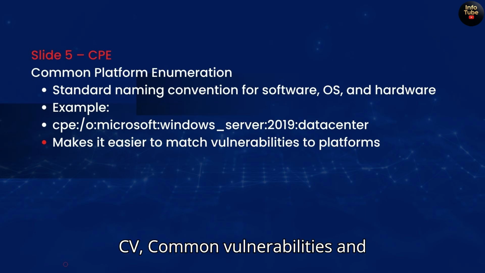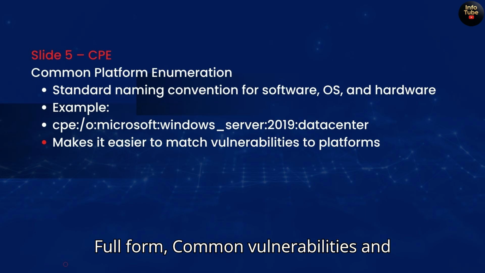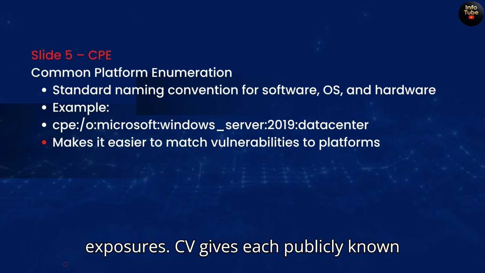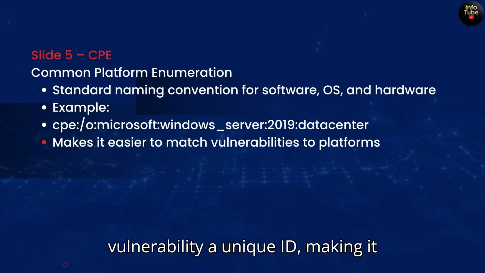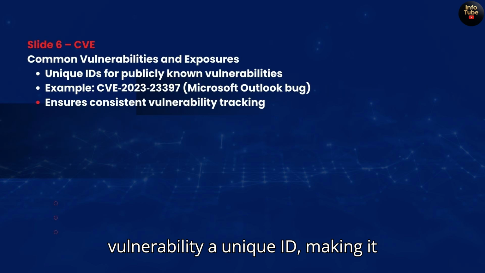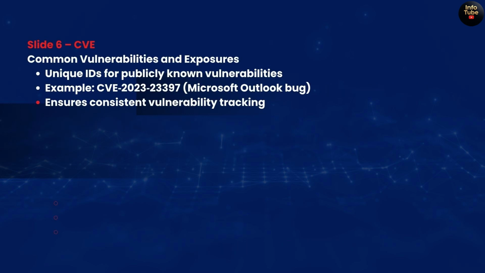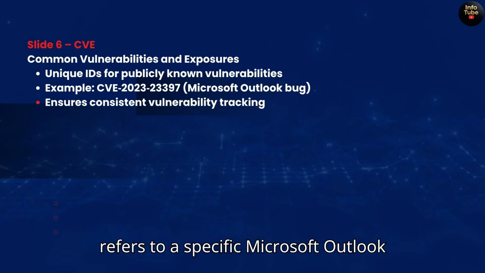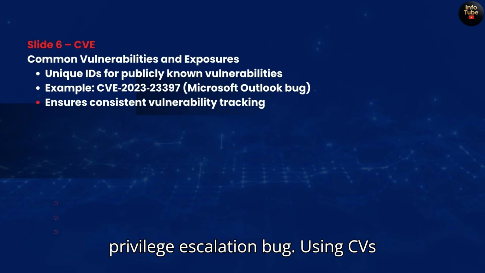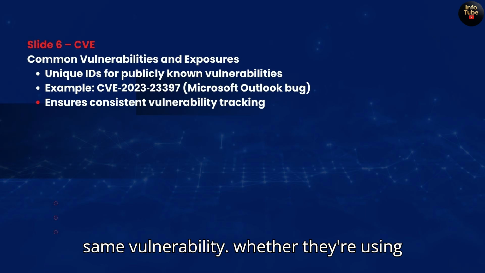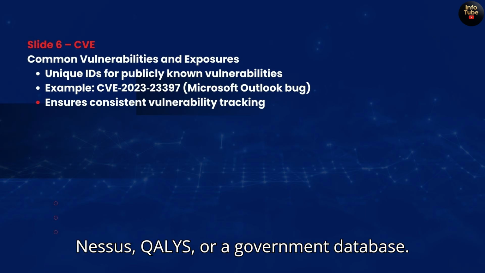4. CVE, Common Vulnerabilities and Exposures. Next, CVE. Full form, Common Vulnerabilities and Exposures. CVE gives each publicly known vulnerability a unique ID, making it easy to track and share information. Example, CVE-2020-33397 refers to a specific Microsoft Outlook privilege escalation bug. Using CVEs ensures everyone is talking about the same vulnerability, whether they're using Nessus, Qualys, or a government database.